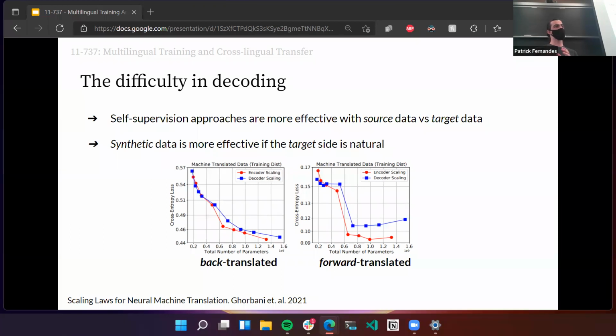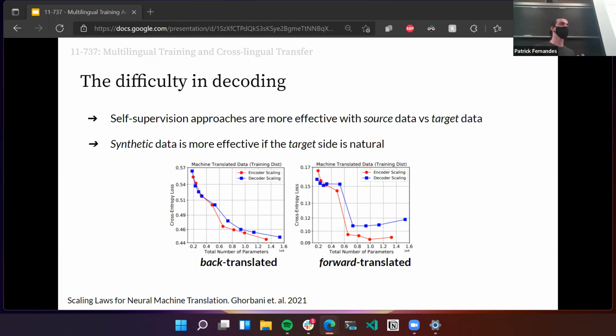And the unnaturalness of the target side, which also happens in this case, is that the source is going to be natural, but the target is going to be non-natural. And this unnaturalness of the target side prevents the model from improving. While if you have the opposite, you have target side natural data, and you do back translation, it seems that you can keep scaling your model because the model still benefits from this back translation data. So it cares more about the fact that the target side is natural than the source side data being natural.